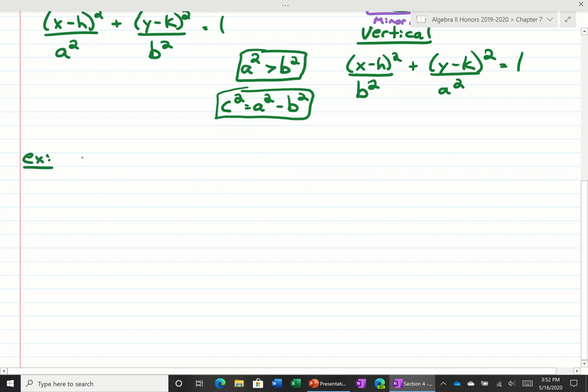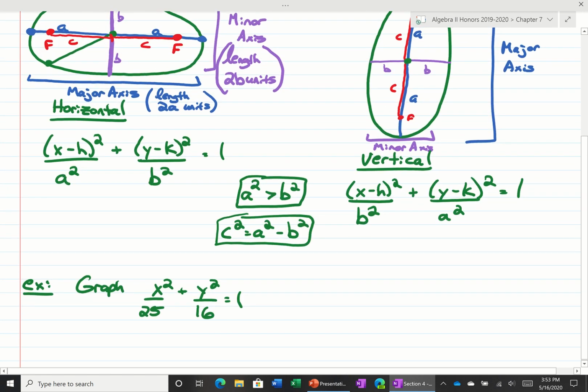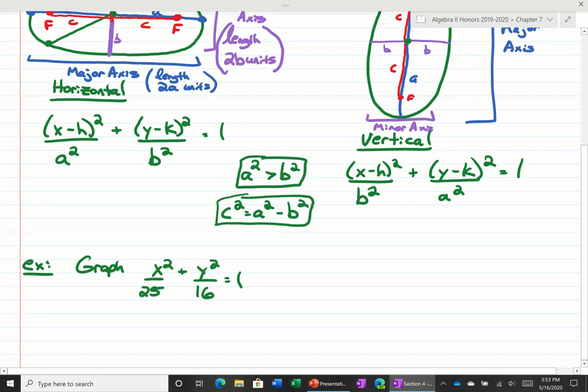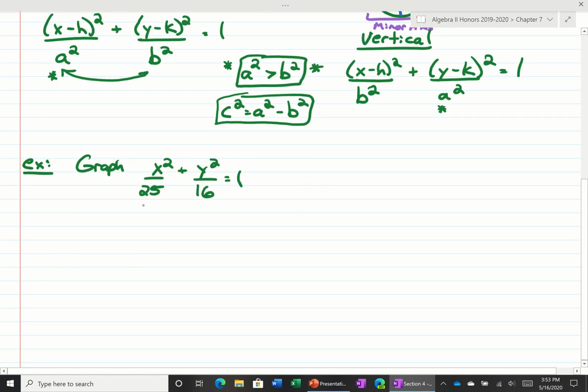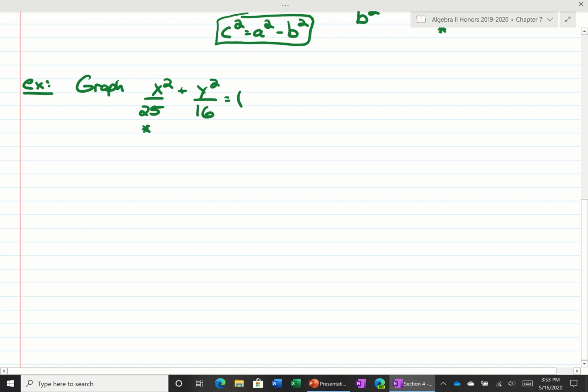First example, let's graph x squared over 25 plus y squared over 16 equals 1. And then we'll find some components. Now the difference again between the horizontal and the vertical is wherever the bigger number is. Remember, a squared is bigger than b squared. So if the bigger number is underneath x, it's horizontal. If the bigger number is underneath the y, it's vertical. In this case, the bigger number is underneath the x, so it would be horizontal.